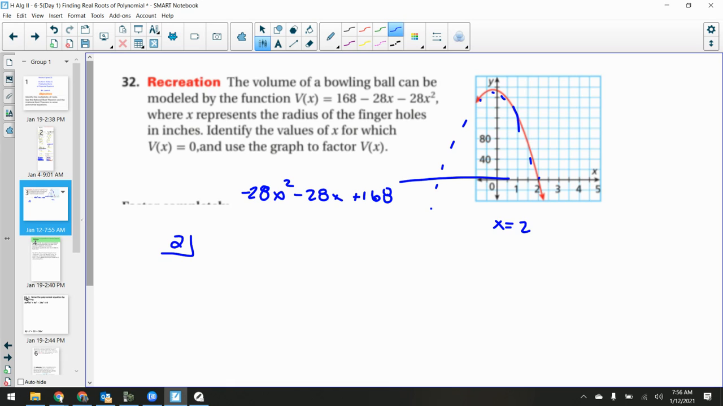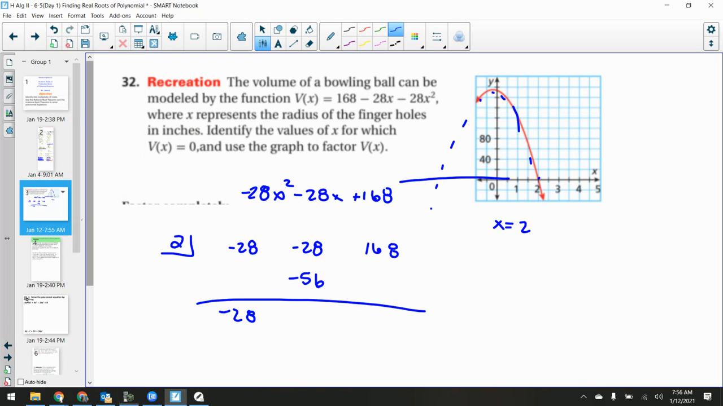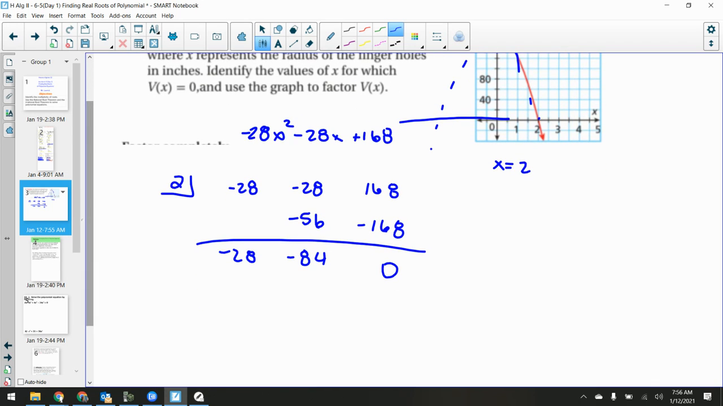And you know what I could do? I'll just do it with 2 real quick. Negative 28, 168. And negative 28, negative 56, 28 plus 56, 84. Oh, duh, we knew that, because this is going to turn into negative 168 and be a 0. Right? Okay, well, that means that I have x.